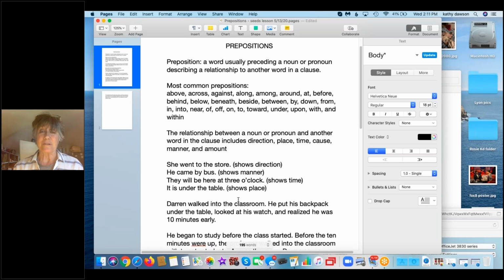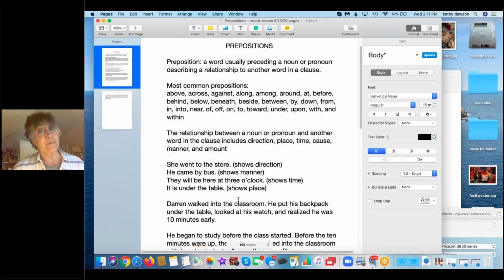So, what is a preposition? You hear it probably, but maybe you don't know exactly what it is. So, the definition of a preposition is a word usually before, preceding a noun or a pronoun, describing a relationship to another word in the phrase or a clause.